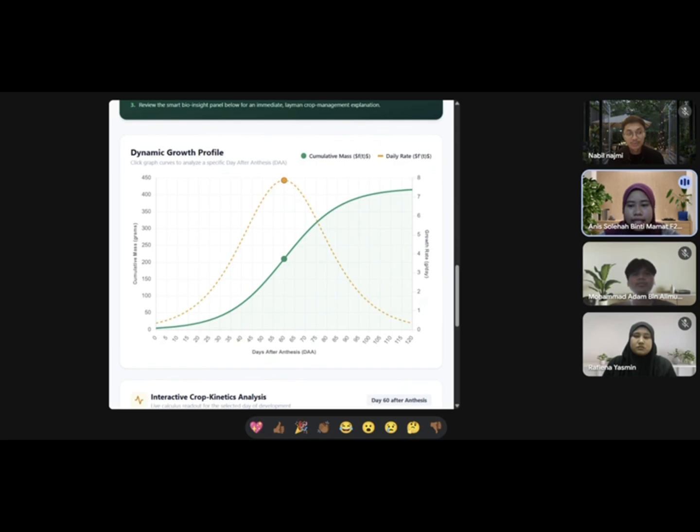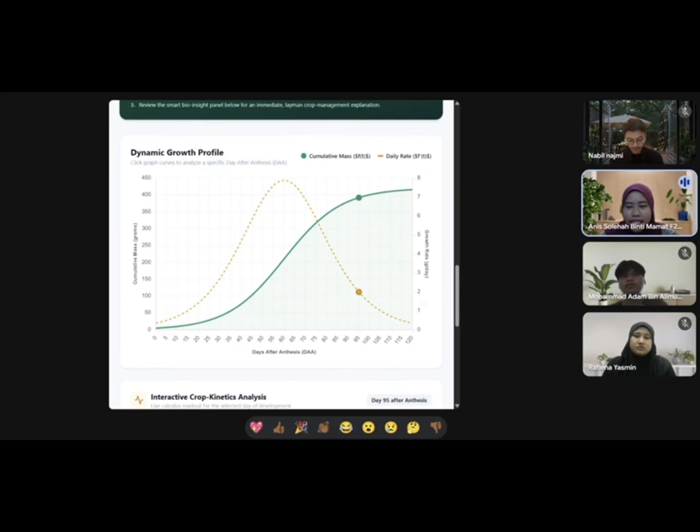Point 3, deceleration and maturation phase, which is at day 95. At day 95, the mango is heavy at 384 grams, but the derivative has dropped back down to 1.2 grams per day. Growth has slowed, cells are fully grown, and the biological focus shifts from structural expansion to importing carbohydrates, converting starch into the rich aromatic sugars Harumanis is famous for.